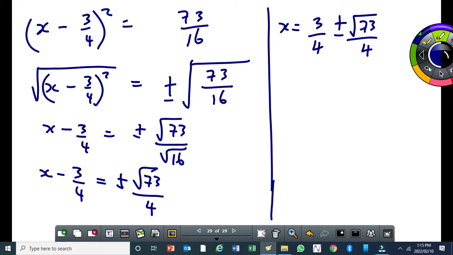Okay? Now you can leave it like that. Or if you want, you can write as x equal to 3 plus or minus the square root of 73 all over 4. Okay, 73 is not a perfect square. And we can't rewrite it as a product of a prime number and a perfect square, unfortunately. Okay, so we can leave our answer like that.